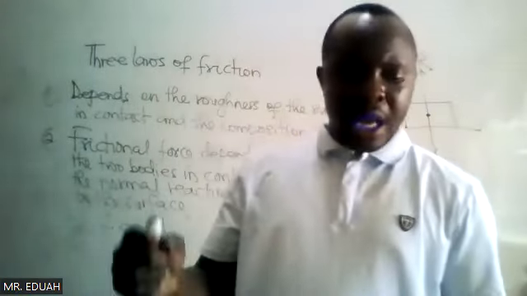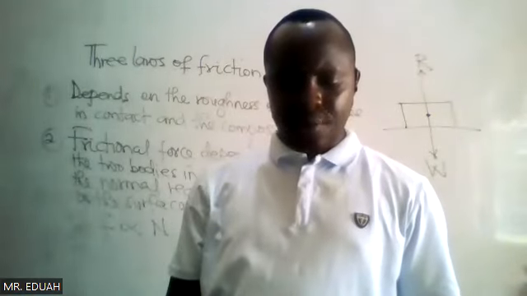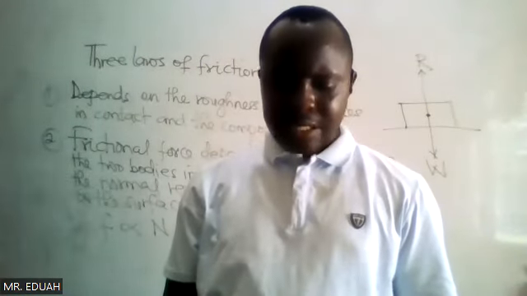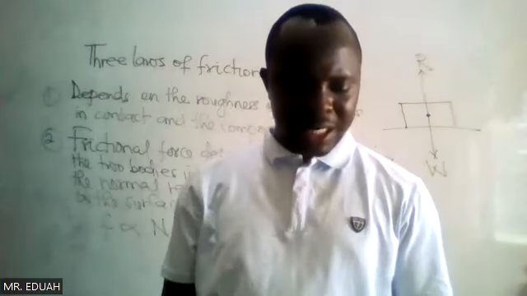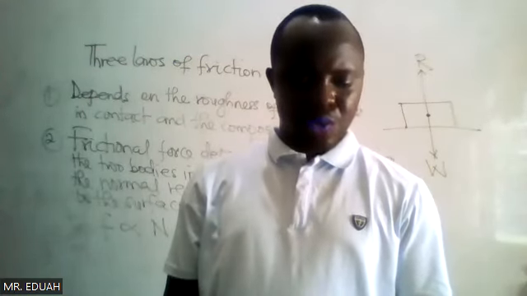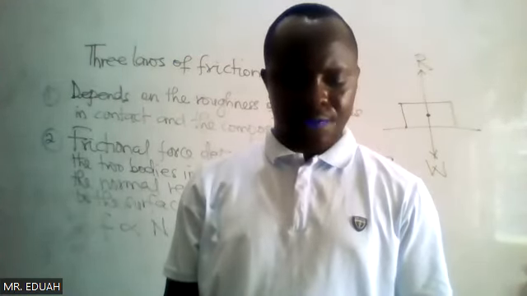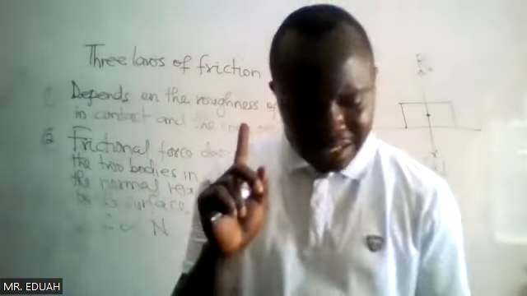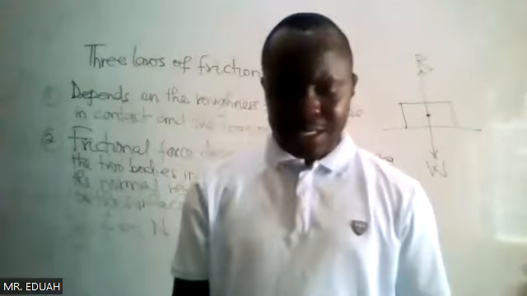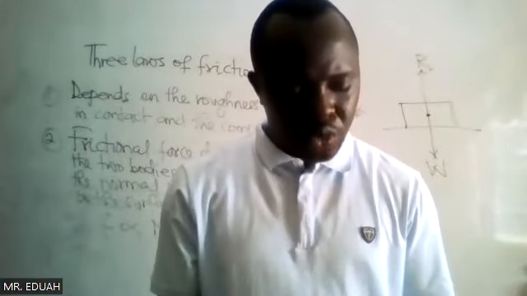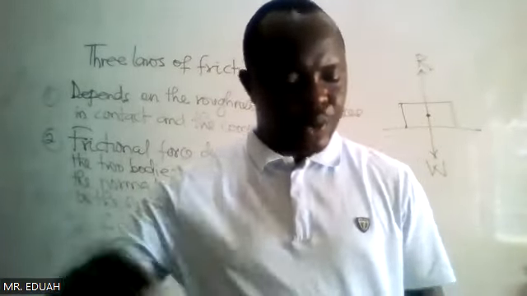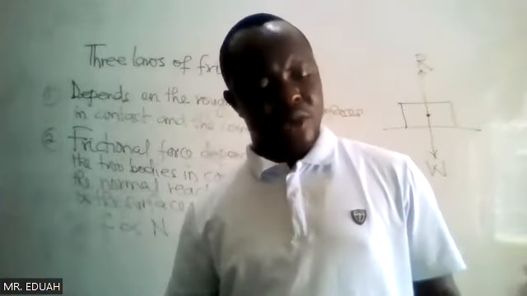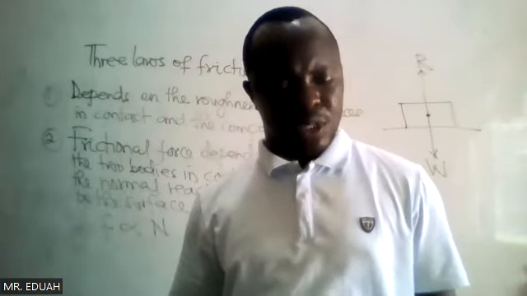So listen. A ball is projected horizontally from the top of a building. State the factors on which the distance at which it strikes the ground from the foot of the building depends. Let's understand the question. We are to state the factors on which the distance at which it strikes the ground from the foot of the building depends.